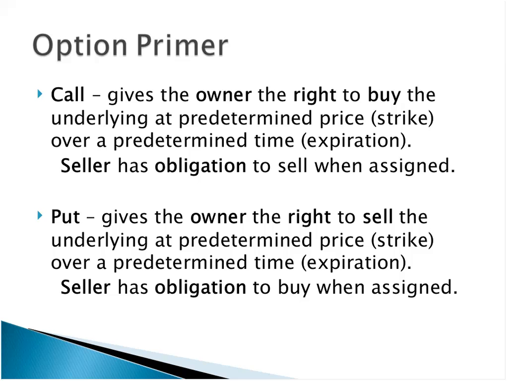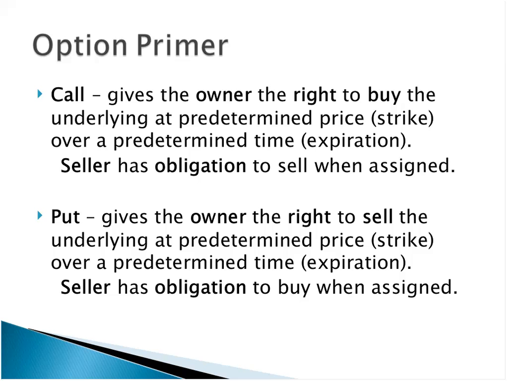Okay, call. As a basic review, a call gives the owner the right to buy the underlying at a predetermined price, which is called the strike price, over a predetermined time. Options are a finite instrument in terms of time. That predetermined time, or the end of the life of the option, is called expiration.